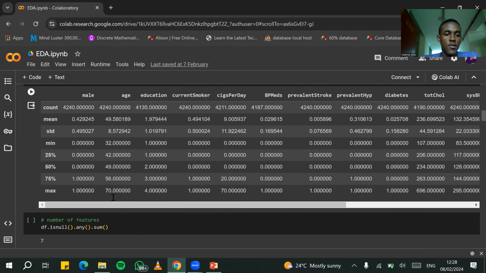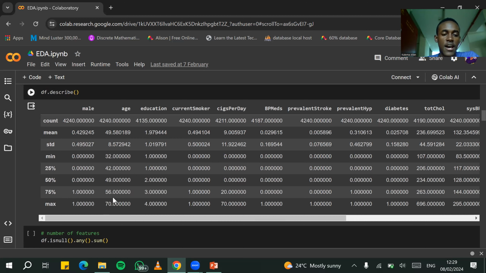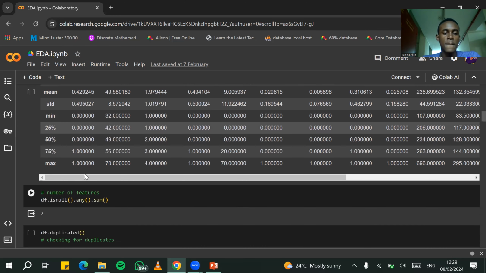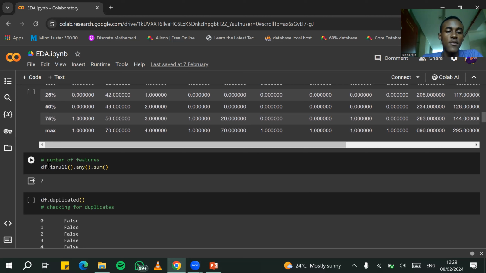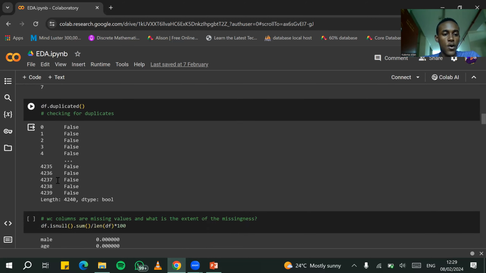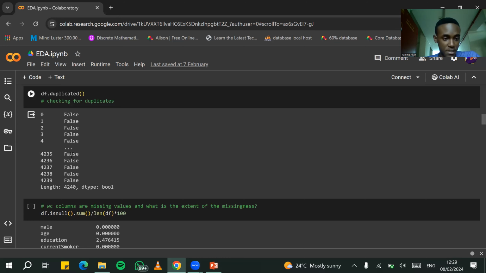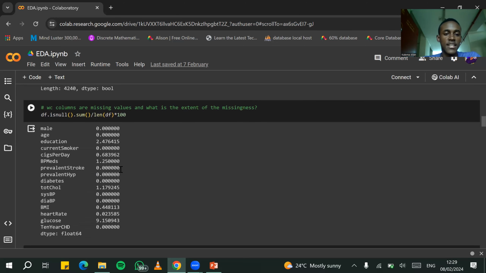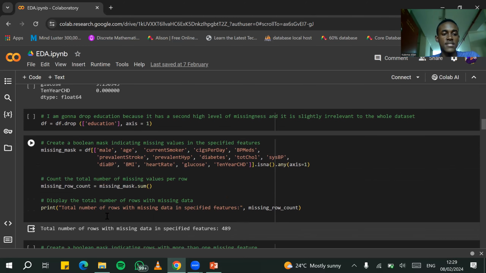So we also described the data, where we're showing the mean, the standard deviation, the 75th percentile, the 50th percentile, and all that. So down here, we were looking for the number of features that have missing values, and the features were 7. And we also checked on the duplicates. We're looking for duplicate values here, and it showed all false in every aspect. For the missingness, we're showing the percentage of which feature has the highest number of missing values.